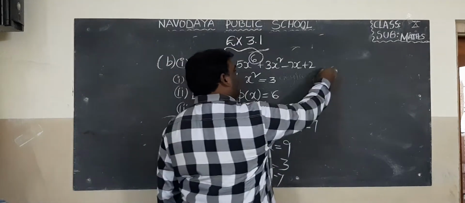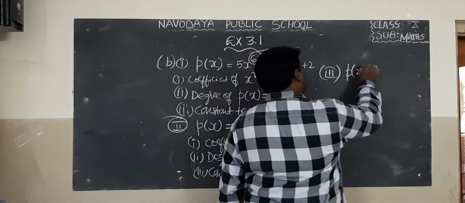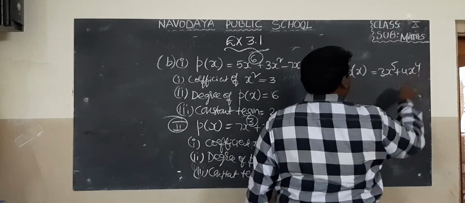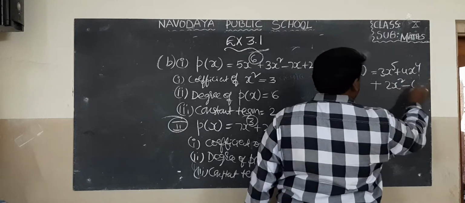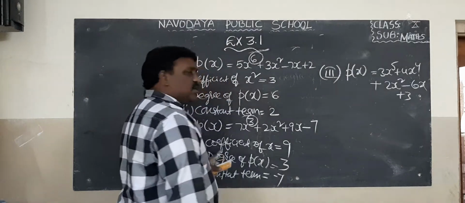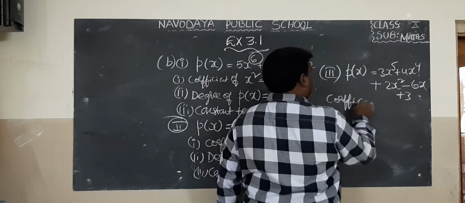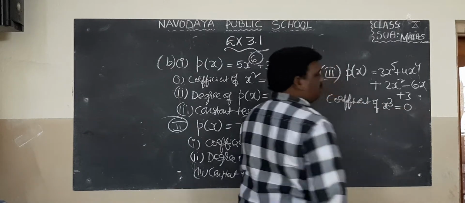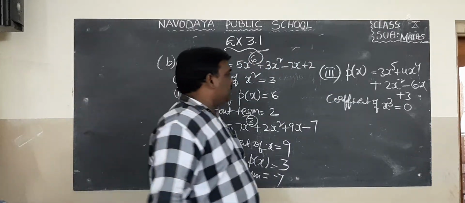Third polynomial. That is your wish. P of x equal to 3x power 5 plus 4x power 4 plus 2x square minus 6x plus 3. Write your own questions. First one is what? Coefficient of x cube. There is no x cube term. Answer is 0. Coefficient of x cube is 0.